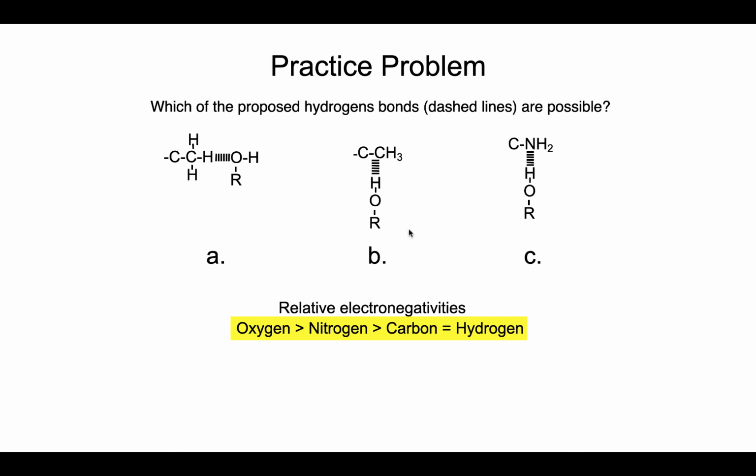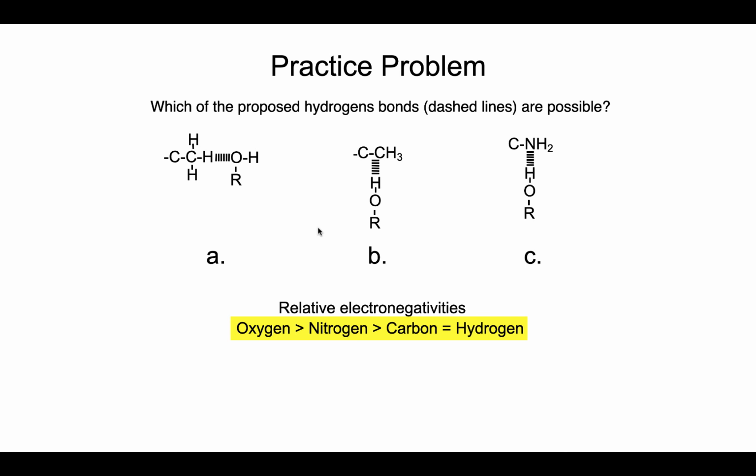Let's take a look at here. Here we have this hydrogen. Is it partially positively charged? It's connected to an oxygen. Oxygen is much more electronegative. Yes, that hydrogen is partially positively charged. Fantastic. Now we need a partially negatively charged atom. Well, here's carbon. Is it partially negatively charged? Well, it's connected to hydrogens. Carbons and hydrogens have equal electronegativity. Therefore, that carbon does not have a partial negative charge. And no, this is not a possible hydrogen bond.